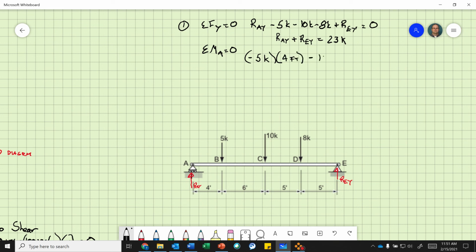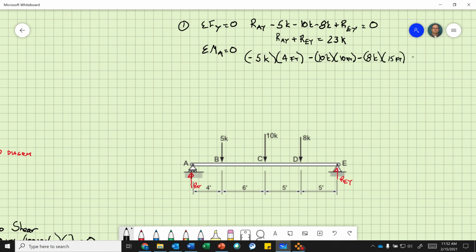Negative 10 kips, negative rotation times 6 plus 4 is 10 feet. And then 8 kips, that's going counterclockwise around point A, so that's a negative rotation, so that's why I'm saying minus 8 kips times 15 feet.